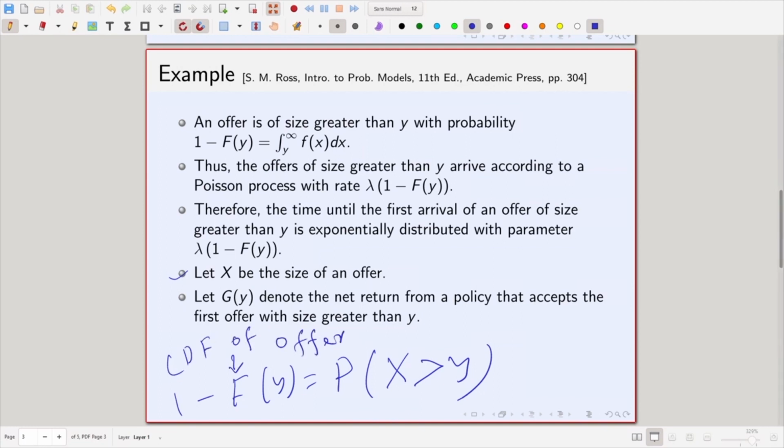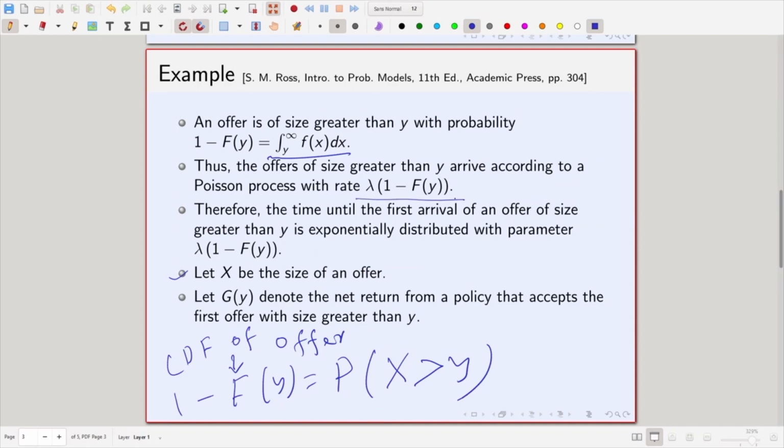Fine. So, I am thinking of F as the CDF, the cumulative distribution function of the offer, where each offer is a random variable with density function small f. I am calling capital F the CDF of that. So, an offer is of size greater than y with probability 1 minus F(y). Since this has a density, in terms of density it is the integral from y to infinity of f(x) dx. Thus, offers of size greater than y arrive according to a Poisson process with this rate.